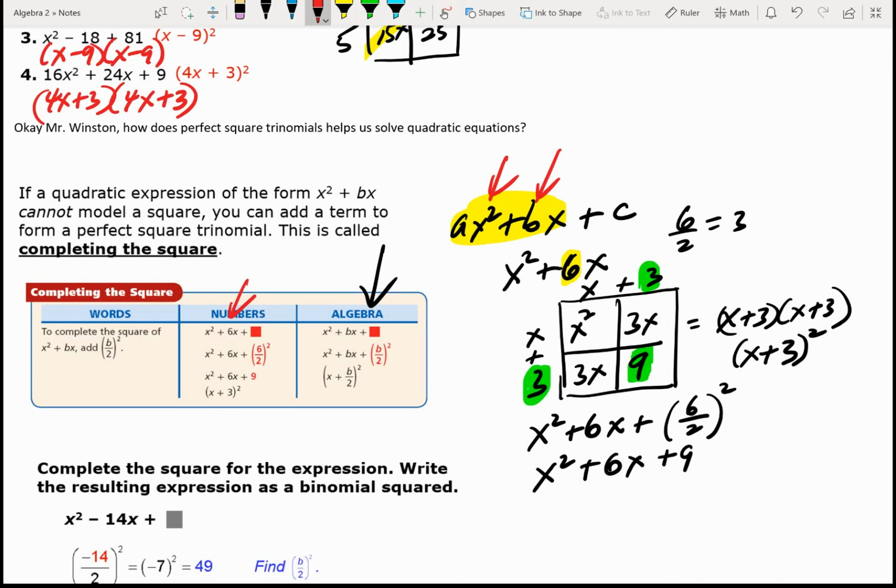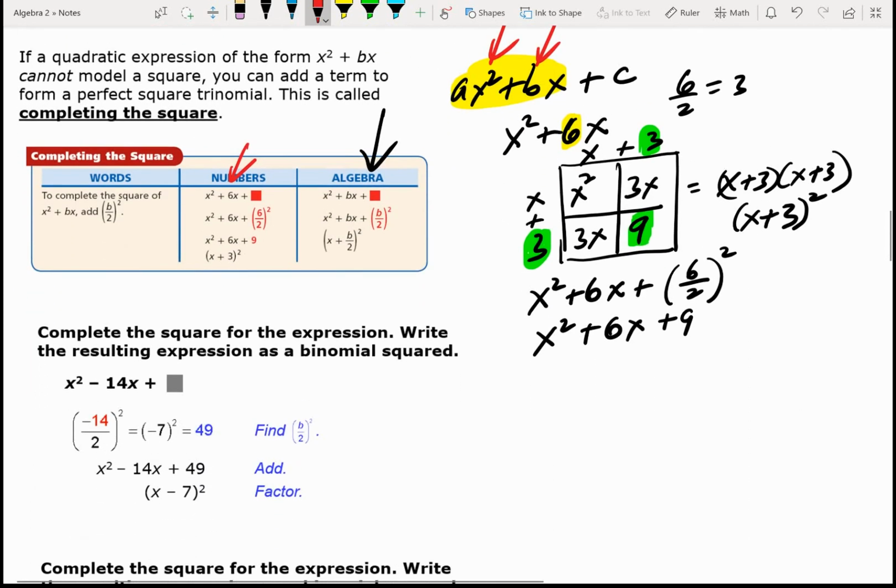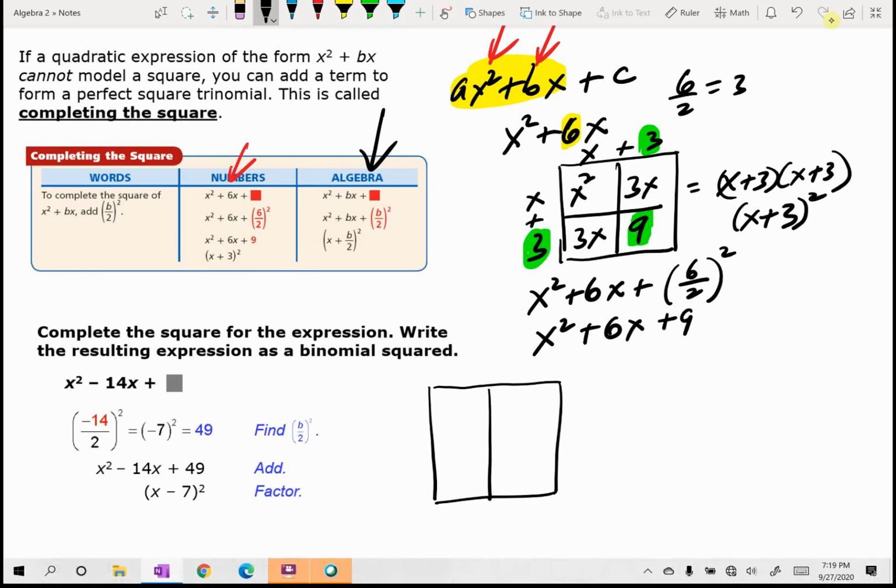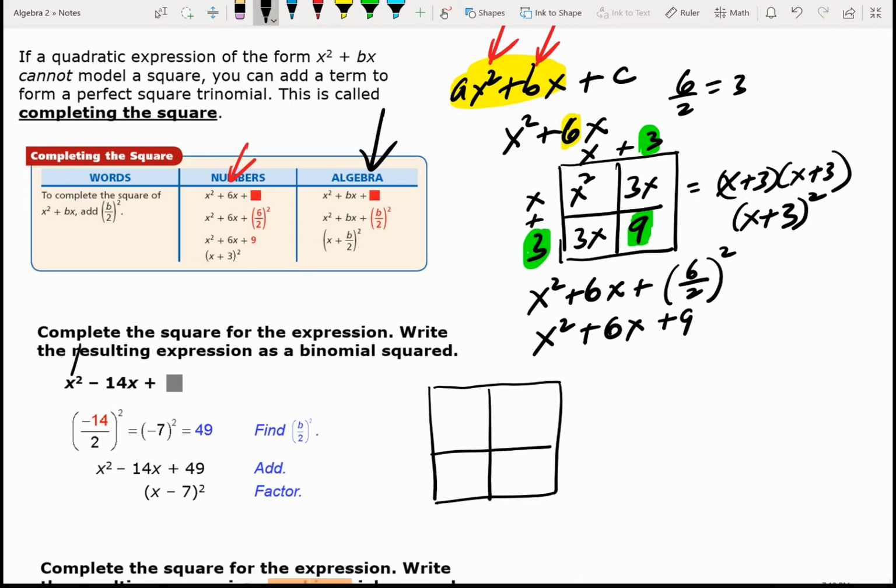And so let's go through some examples, and you'll see how this helps us to solve quadratic equations. So here we have x squared minus 14x. Again, visually, I always like to show completing the square. Some students have found this very helpful in the past. Okay, so I draw my square. So I have the x squared, so here's my x and my x.